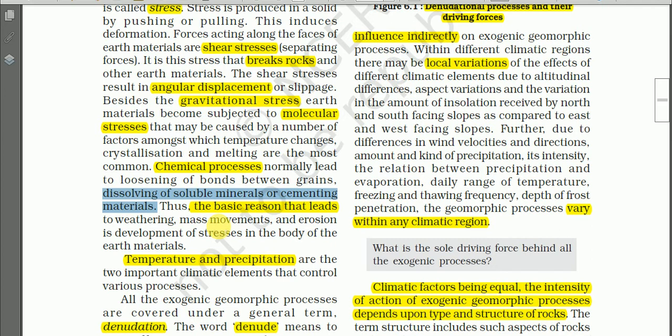And thus the basic reason that leads to weathering, then mass movement, and erosion is the development of stresses in the body of the earth material. So it tells the reason for weathering of the rocks, then mass movement of the earth material, and these erosional processes. All these are because of different types of stresses acting on the body of the rocks.